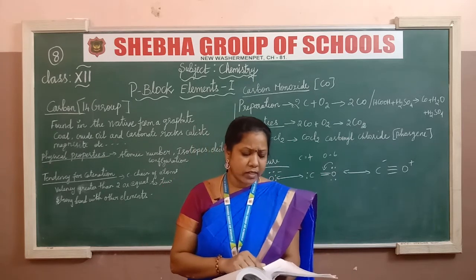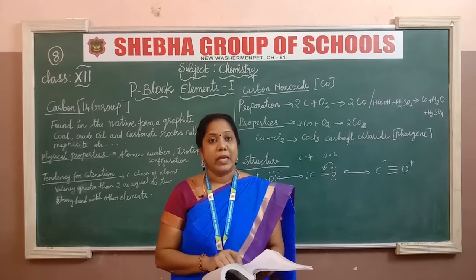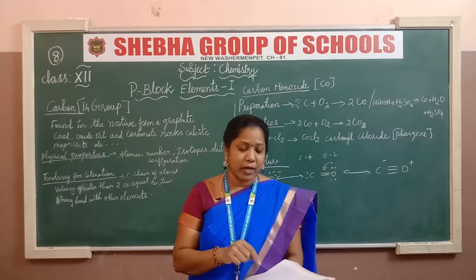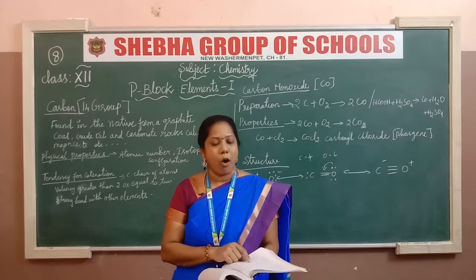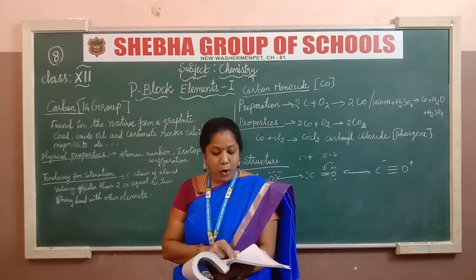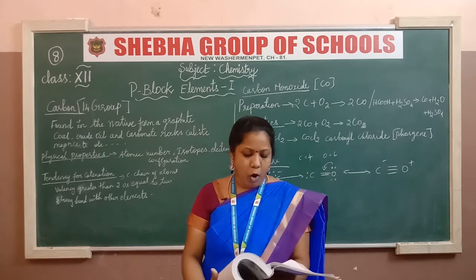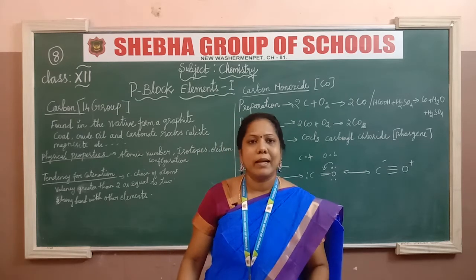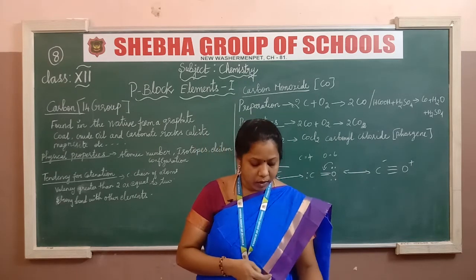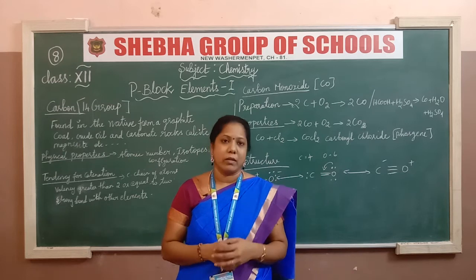And carbon monoxide is a good reducing agent. You already know about reducing agents, and carbon monoxide also acts as a reducing agent. And then carbon monoxide is an important ligand that forms carbonyl compounds. Ligands will come up in carbonyl compounds. In further lessons you will see what those ligands are, and carbon monoxide will find its place there.